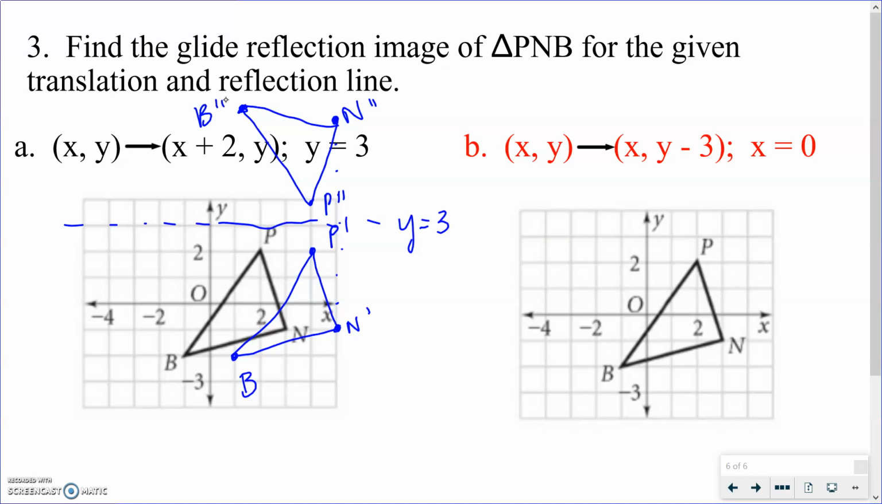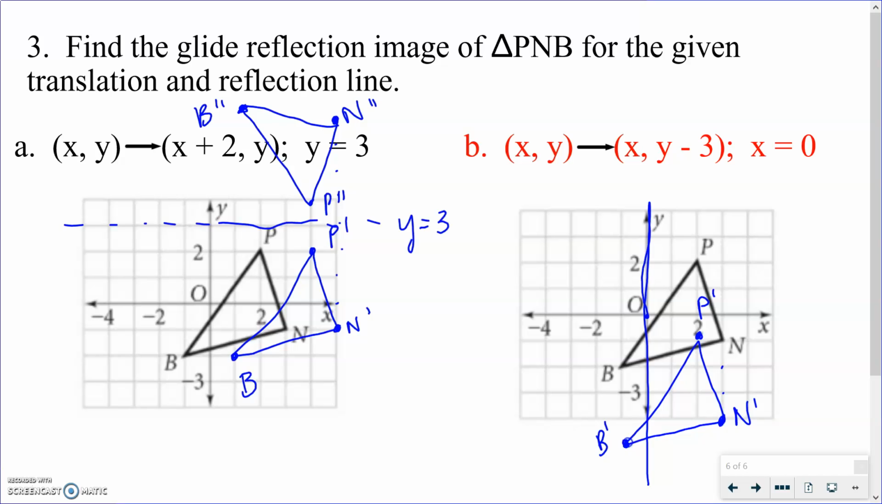Okay. We can also do a translation in the y direction. So we're going to move everything down 3 spaces and then reflect over a line that is x equals 0. Okay, so now we have our new intermediate triangle. So that's the translation, and now we need to do the reflection. So where x equals 0, this gets a little confusing. It's this vertical line, so it's actually the y-axis that we're reflecting over.